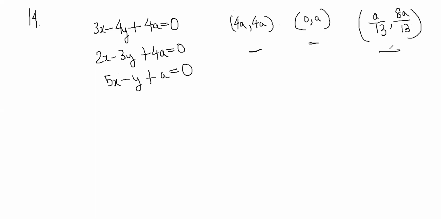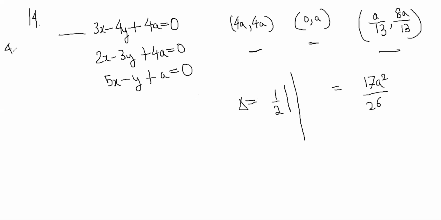Now, clearly area can be gotten like this. I got the area, so you got the answer of 17a square by 26, right? This is the area. Now, a line perpendicular to this will look like what?